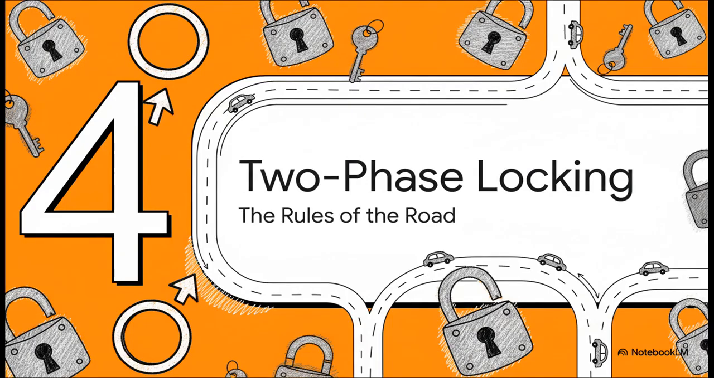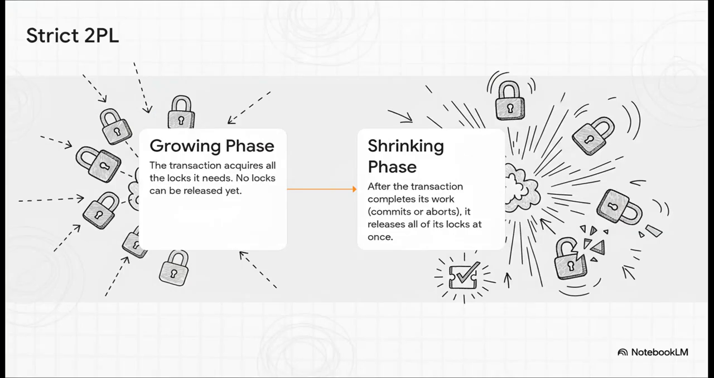Now, just having locks isn't quite enough. You need rules of the road for how to use them. Otherwise, you can still cause all sorts of problems. The most common set of rules for this is called the two-phase locking protocol, or just 2PL. Specifically, most databases use a super disciplined version called strict two-phase locking.